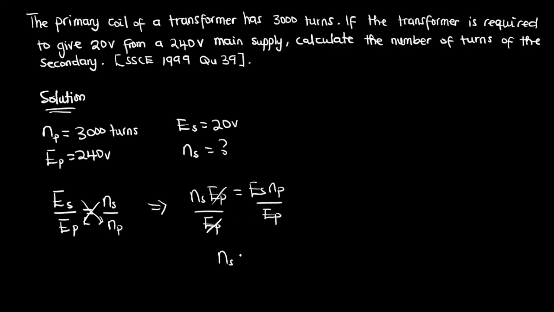So the number of turns in the secondary is equal to ES, which is 20 volts, multiplied by the number of turns in the primary, which is 3000, over the EMF in the primary, which is 240. Okay, so if I compute all of this in my calculator, I'm going to get 250 turns as the number of turns in the secondary coil. Are we okay? All right, so this is the solution to this particular problem.